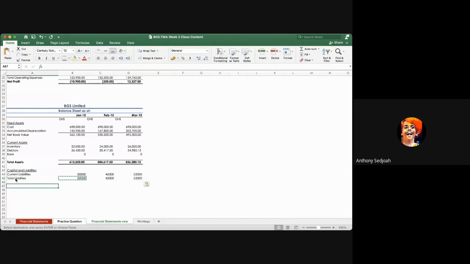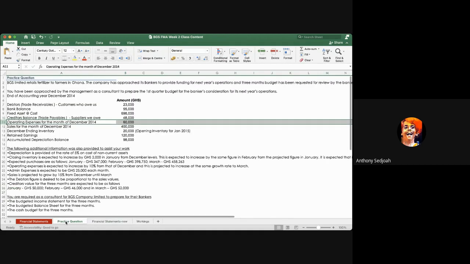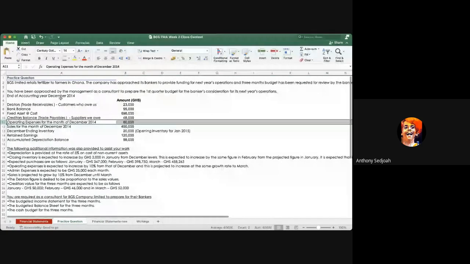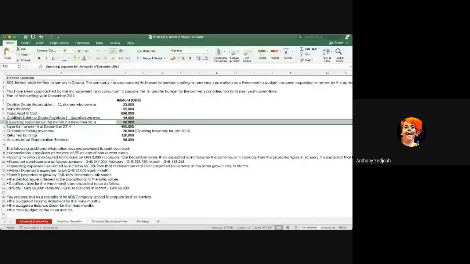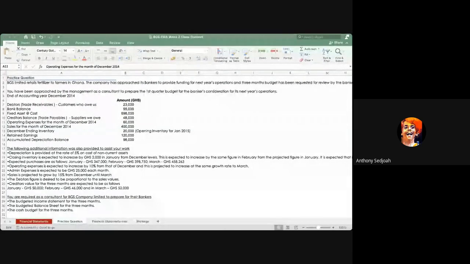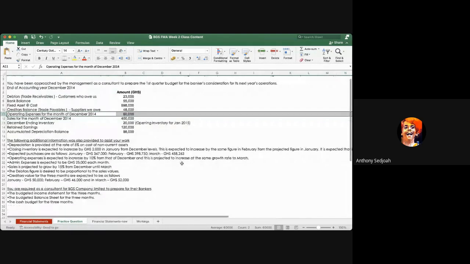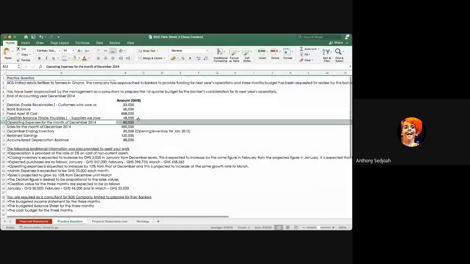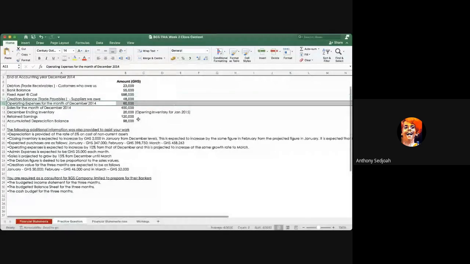Now let's go to the equity or capital. So what does the question say? Has anyone seen any capital value in the question? Any amount for capital?